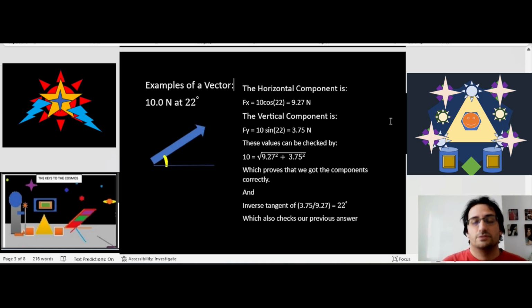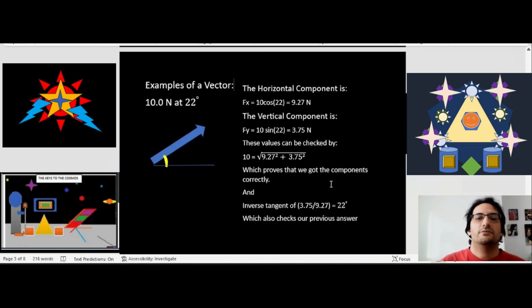As a good physicist, you should always be skeptical of your answers. So it's always good to check to see if it's correct. So if you do the square root of 9.27 squared plus 3.75 squared, you do get 10. Because the sine gives you the y component of this right triangle, and the cosine gives you the horizontal component of this right triangle. So the net force, the 10 newtons, will be the hypotenuse of that triangle. That proves that we got the components correctly.